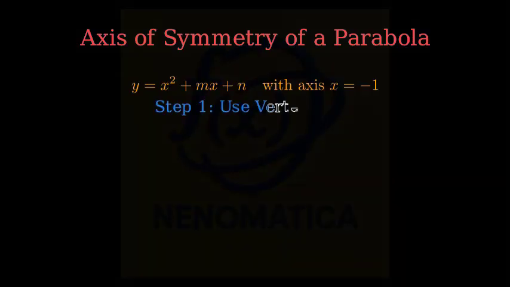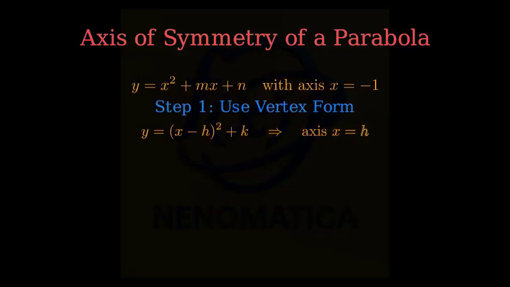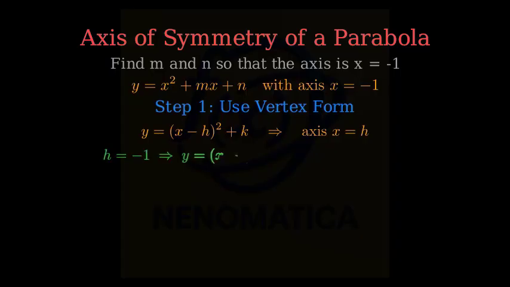Step 1. The vertex form of a parabola is y equals open parenthesis x minus h close parenthesis squared plus k, where h is the x-coordinate of the vertex and the axis of symmetry is x equals h. Since our axis is x equals negative 1, we set h equals negative 1. So the equation becomes y equals open parenthesis x plus 1 close parenthesis squared plus c, where c is any real number that shifts the curve up or down.